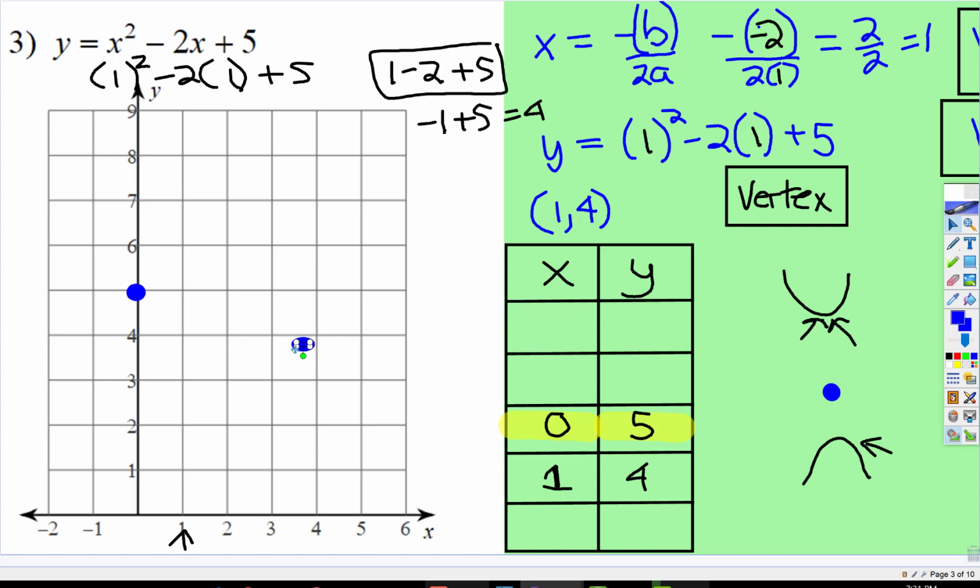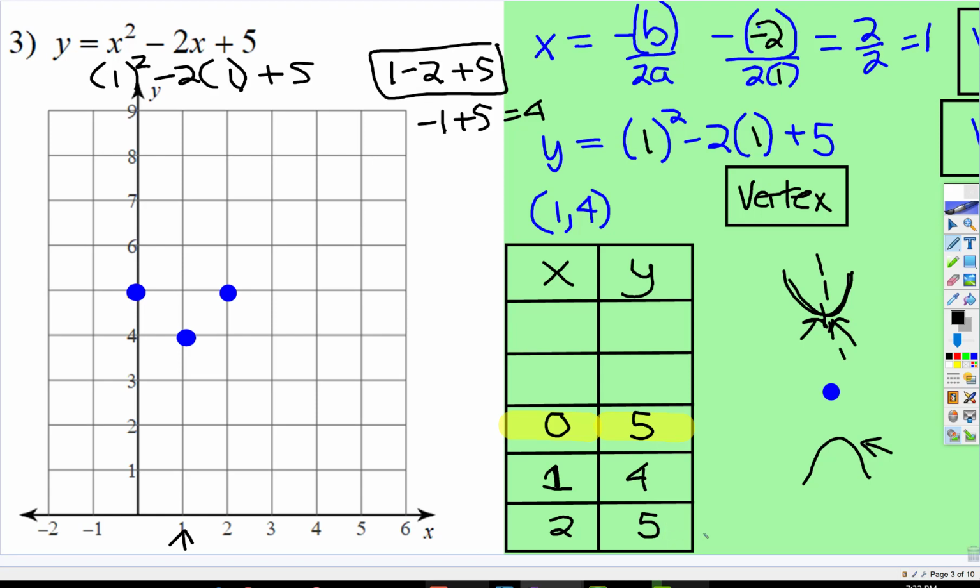At (1, 4), that will be the vertex. So here's the cool thing. We know if that's the vertex, the graph is symmetrical. So I can take another point, and what I know is that if I went 1 to the left and 1 up, I can go 1 to the right and 1 up. So now I know that when I'm at 2, I'm up there also at 5.